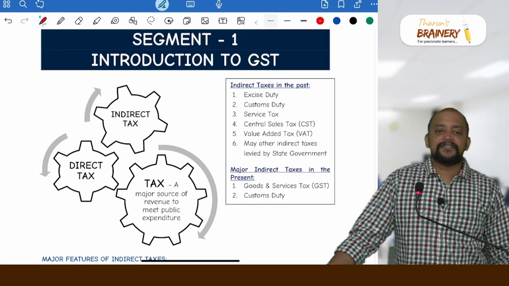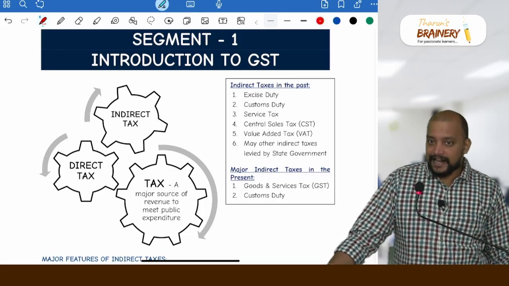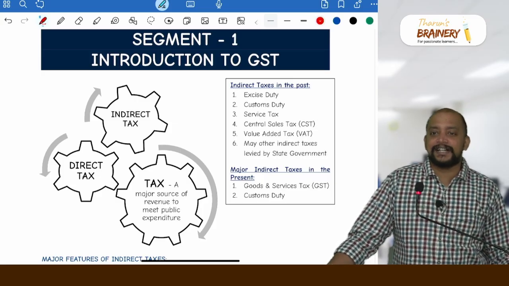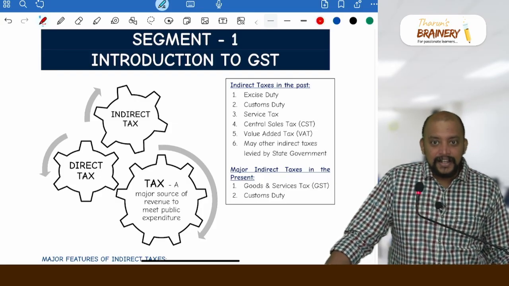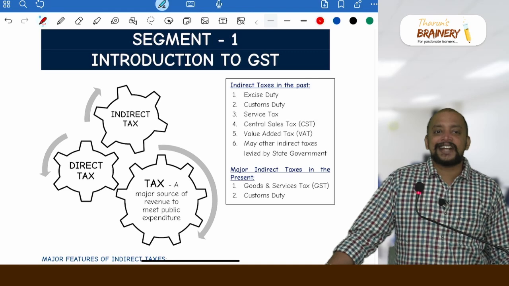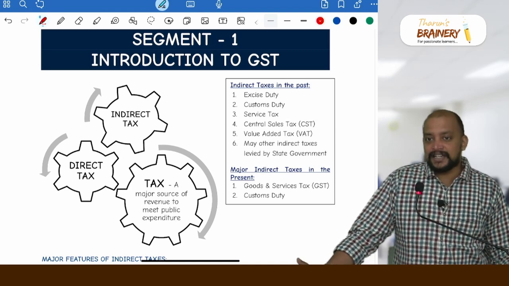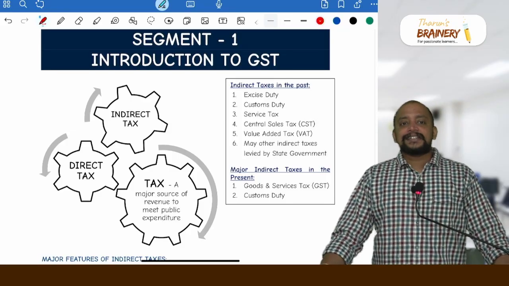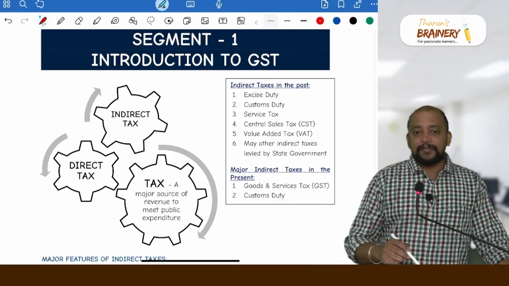If you slap a person, if he feels the pain, direct tax. If he in turn slaps another person and if it continues till the consumer, it is indirect tax, correct or not? So the person who pays the tax in turn transfers the burden to the next person, and the ultimate burden is on the consumer. And tax is a major source of revenue to meet the public expenditure.